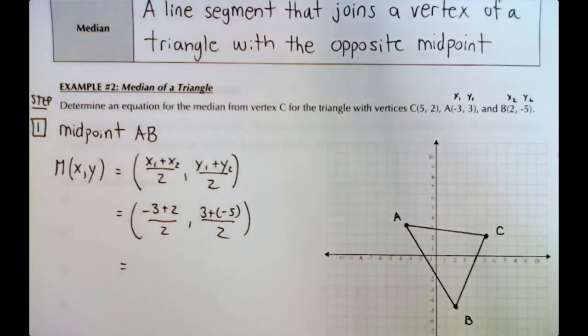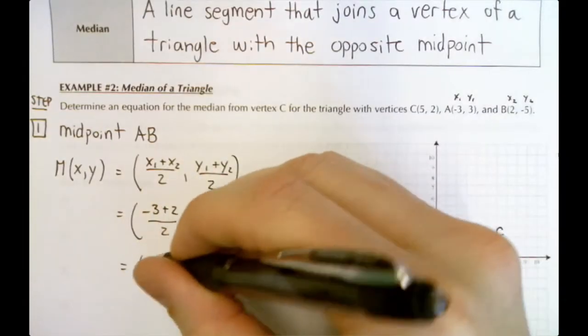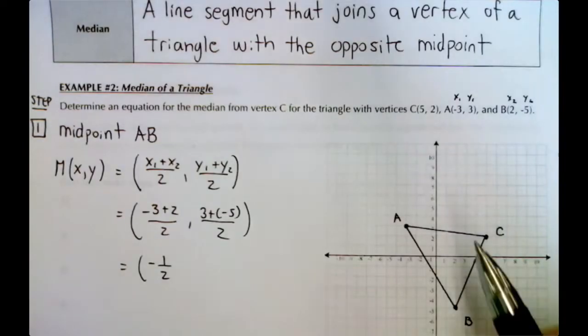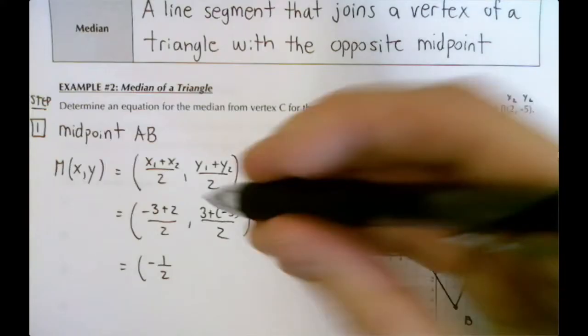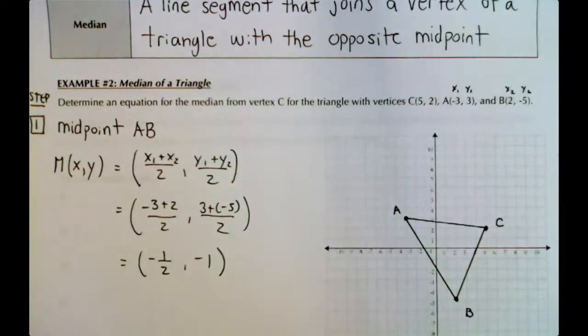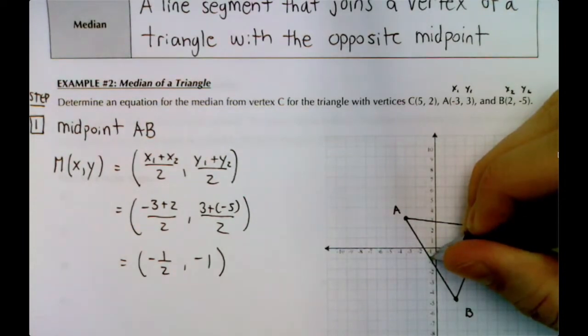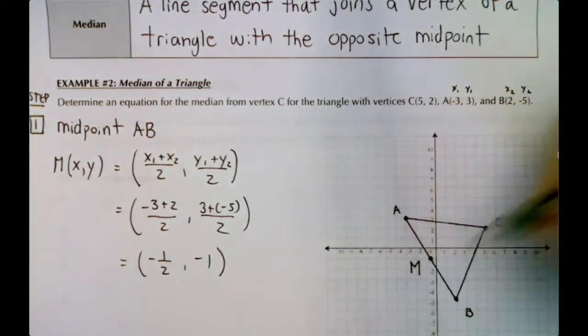And if we do a little bit of math, we get negative 1 over 2, which is negative 1/2. And 3 subtract 5 is negative 2, divided by 2 is negative 1. So our midpoint is negative 1/2, negative 1. And that would be right there. So there's our midpoint.